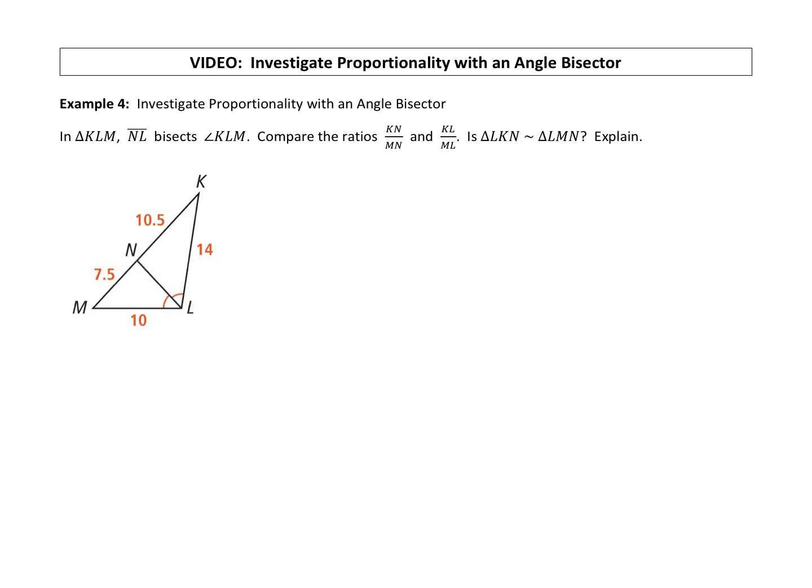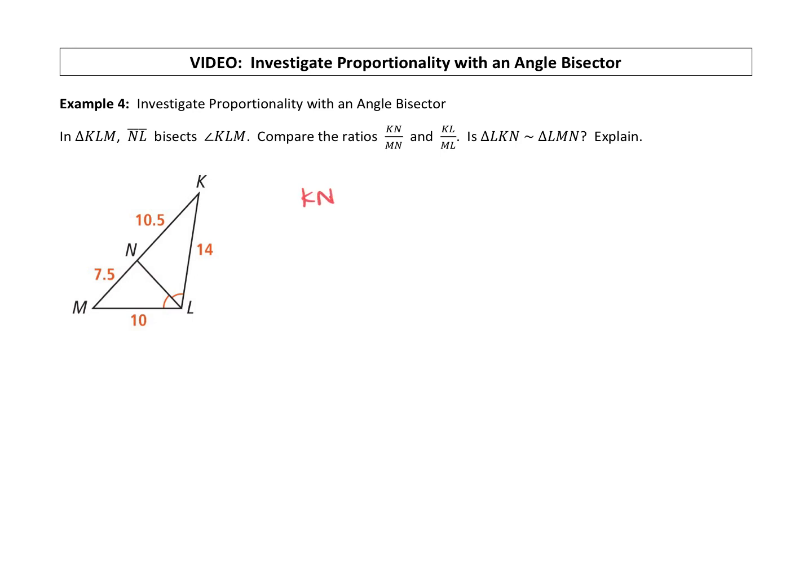We're going to compare the ratios of KN over MN and KL over ML. After we compare those ratios, we're being asked if the two triangles are similar, and then to explain what we come up with. So let's go ahead and set up those ratios and see what we think.